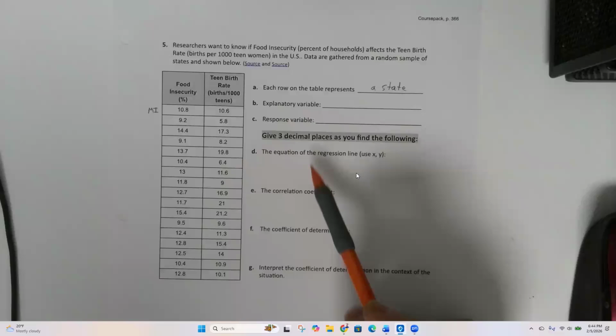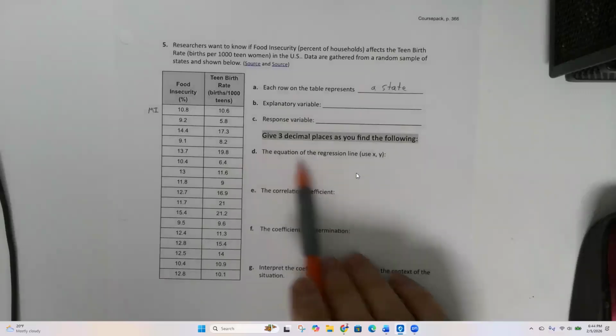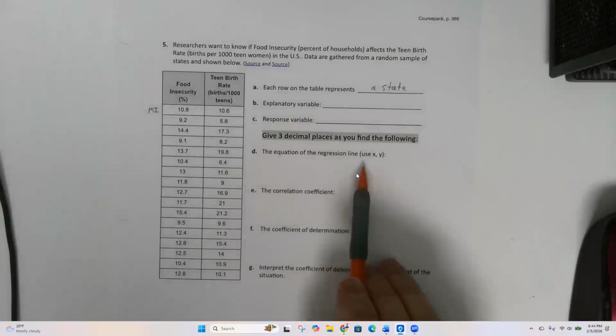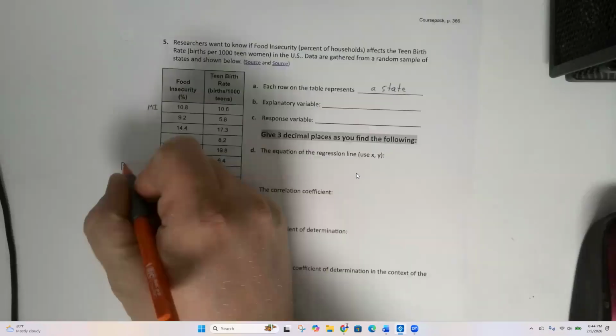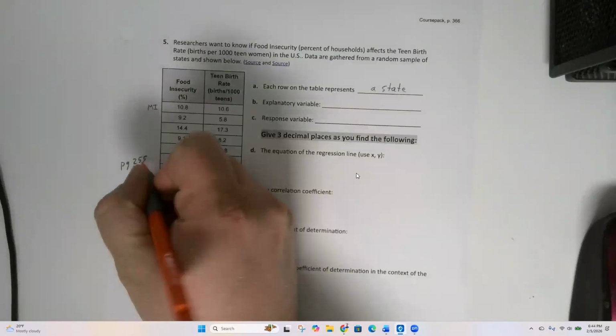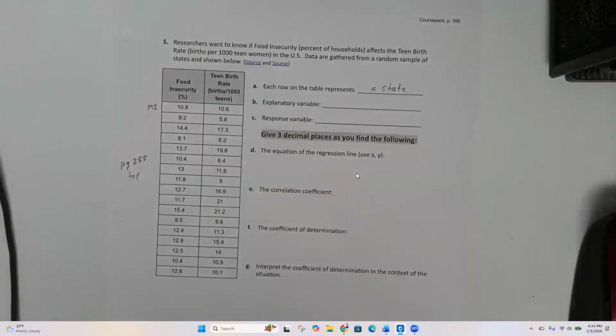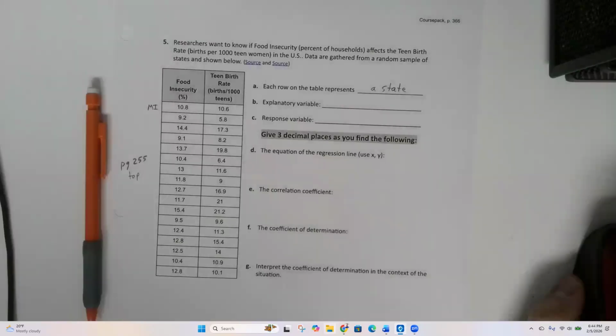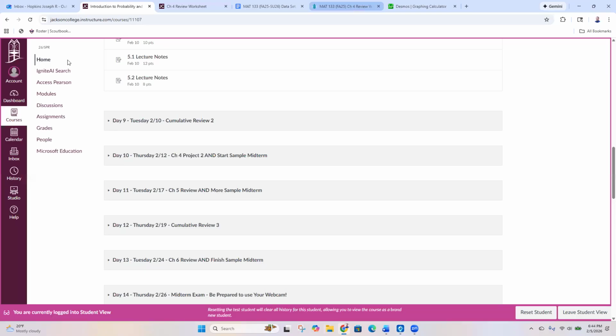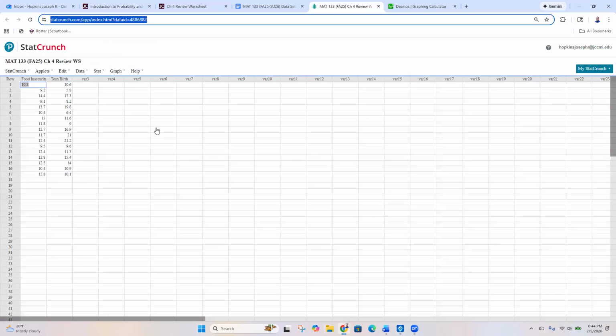I'm going to skip past that. So, the equation of the regression line. Use X and Y. This is on page 255 at the top. It says what buttons we click on in StatCrunch. So let's jump over to StatCrunch. I dropped the link in the chat already earlier. And we are going to look at the numbers in here.